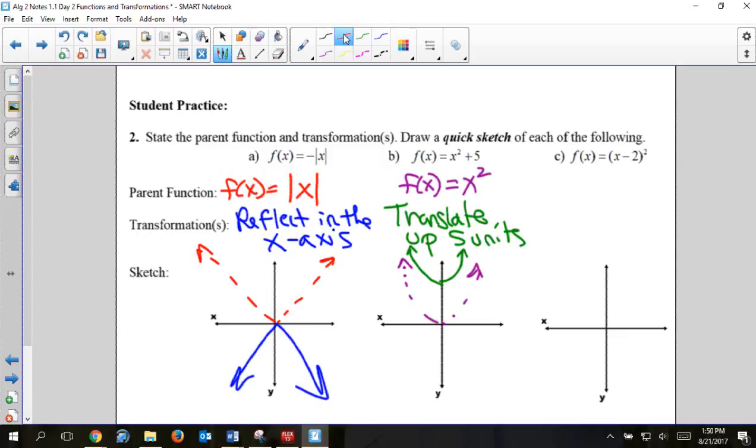Question C. F of x equals x minus 2 in parentheses squared. So first of all, we need the parent function. F of x equals, which parent function would this one be? Any guesses?